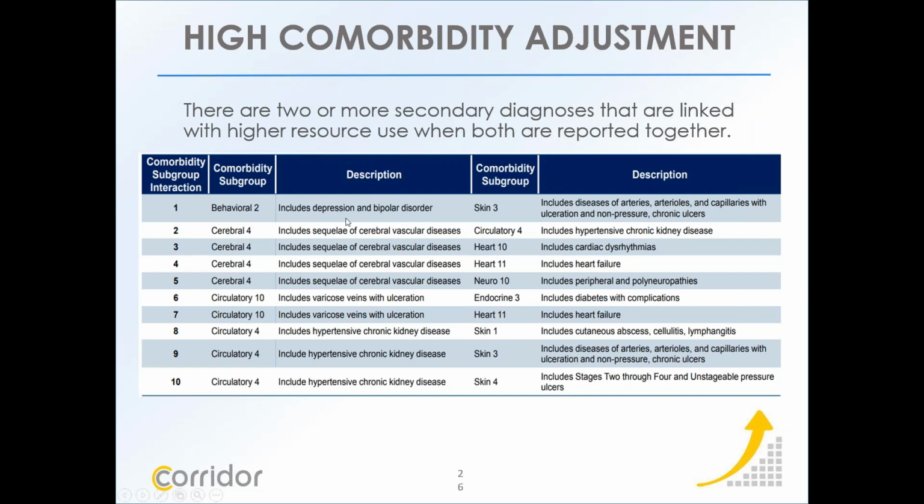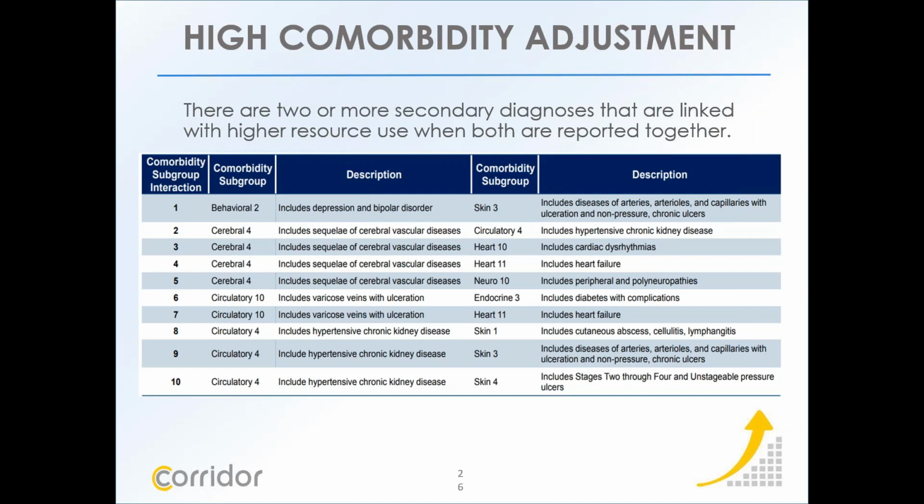But you get a high comorbidity adjustment when you have 2 or more diagnoses that are linked with a higher resource use when both codes are reported together. As we see here, under the comorbidity subgroup interaction 1, we have behavioral 2. So if we have a patient that has in the secondary diagnosis some depression or bipolar disorder, and they have a alteration that falls into skin 3, if you have both of those at the same time, you get a high comorbidity adjustment. Same thing under the number 2.